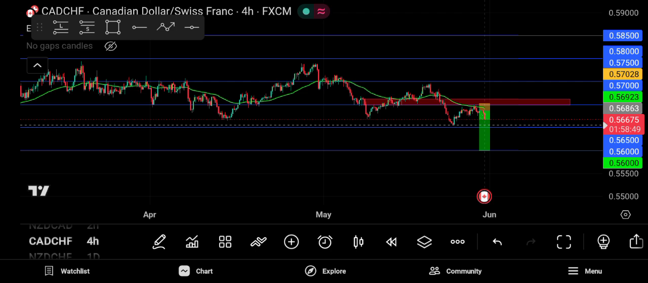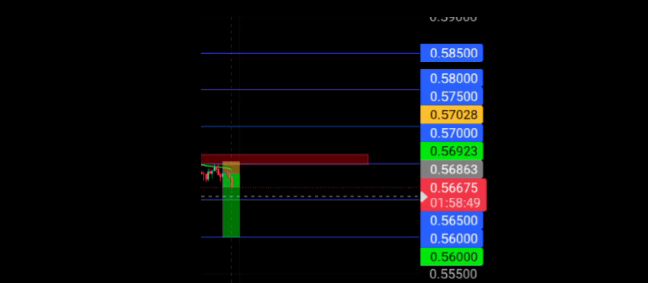Now I'm going to show you how I was able to get this CAD CHF trade. First of all, we've got to look out for our psychological levels. On this chart, we've got 0.58500, 0.58000, 0.57500, 0.57000. All these are your psychological levels. 0.58500 is a sub-psychological level, and 0.58000 is a round psychological level.